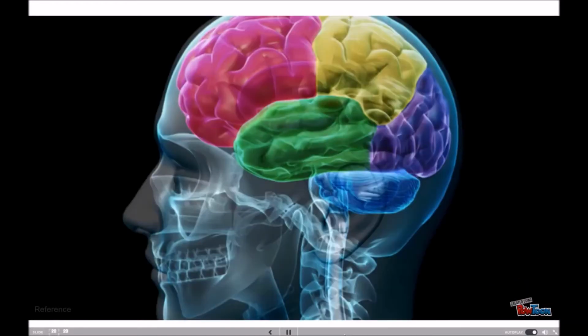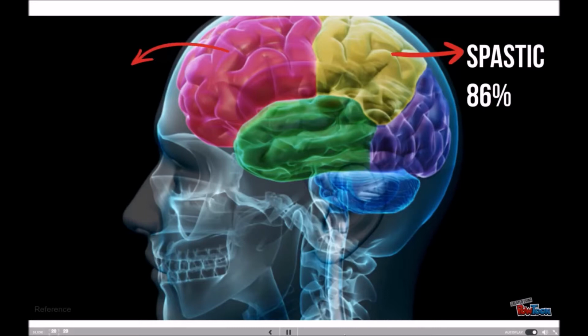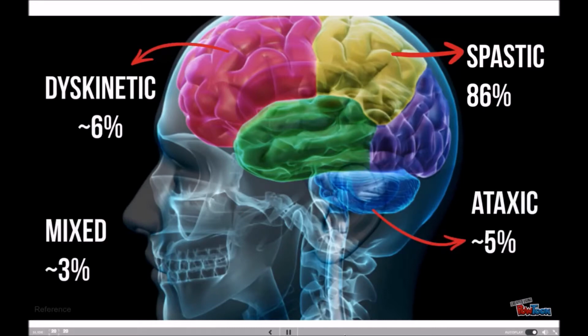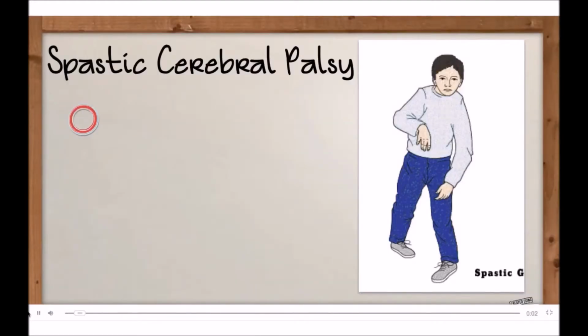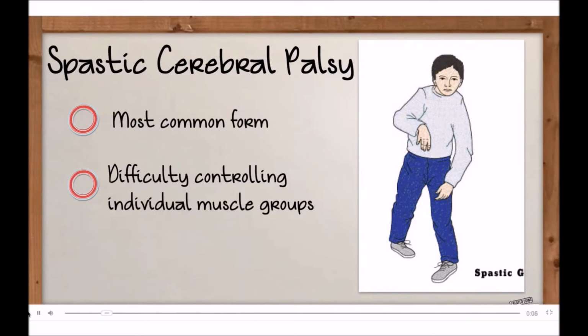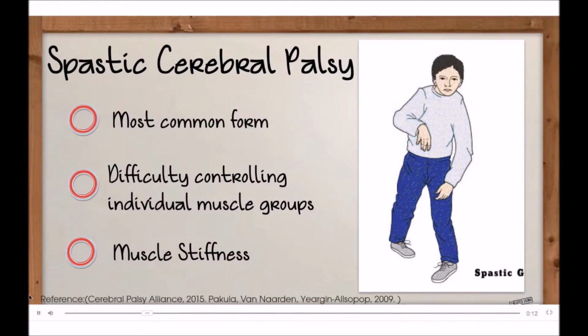Quadriplegia involves all four limbs being affected. There are four classifications of cerebral palsy based on the symptoms that are shown. These include spastic, dyskinetic, ataxic, and mixed. Spastic cerebral palsy is the most common type. Those with spasticity have stiff muscles and restricted movements. This is the result of increased muscle tone in the arms and or legs.